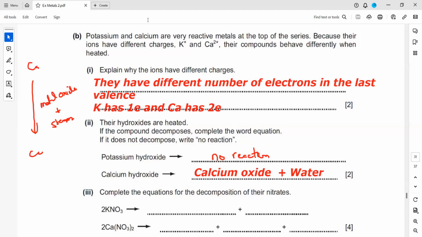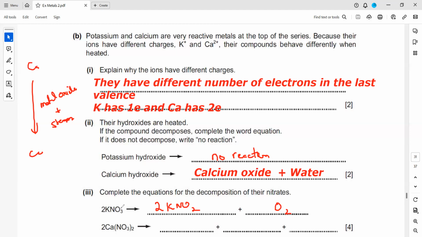When we heat potassium nitrate, as I mentioned, you have to memorize that table about the thermal decomposition of a nitrate. So potassium and sodium nitrate, when we heat them, give potassium nitrite plus oxygen, or sodium nitrate gives sodium nitrite plus oxygen. The formula of potassium nitrite is KNO2 and oxygen is O2. Then we have to balance the equation. So if we put 2 here, the equation will be balanced.